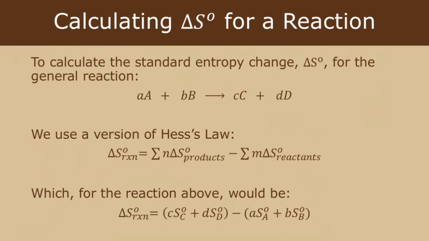So we have a general reaction, A plus B yields C plus D, and we're going to use our Hess's law: delta S for the reaction equals adding up all the standard entropies of the products and subtracting them from the standard entropies of the reactants, just like we found delta H to be the sum of the heats of formation of the products minus the heats of formation of the reactants.